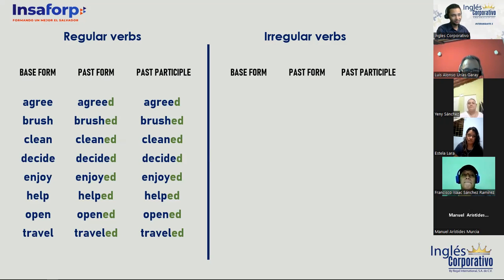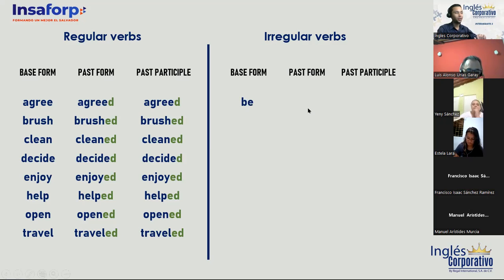And if they don't follow the rules, then there is only one solution to knowing them. You need to memorize them. That's the only way. There is no other way. So let's have some examples.